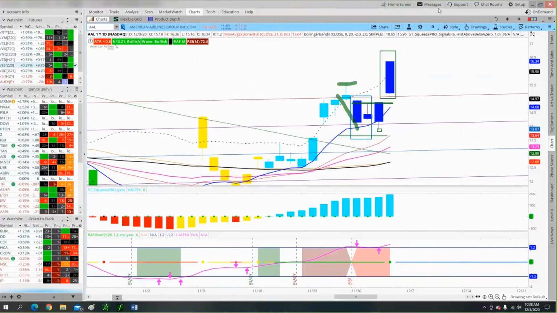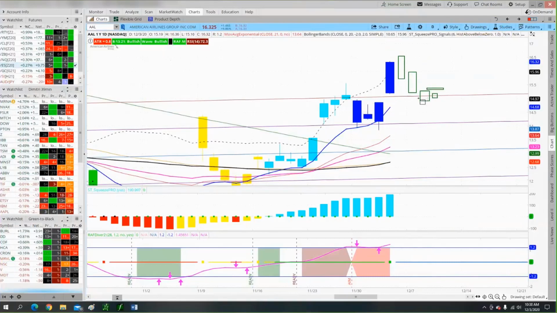Inside bar after pullback. Oh God, that's so beautiful. Jeez. Now we just wait. We just wait for the next kill. That is the kill.